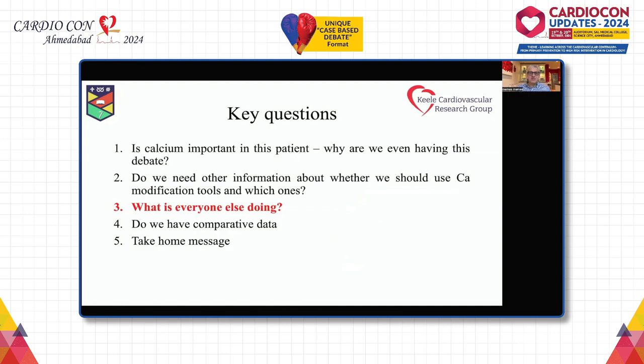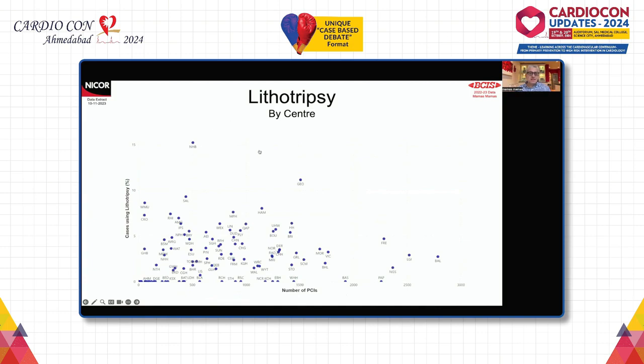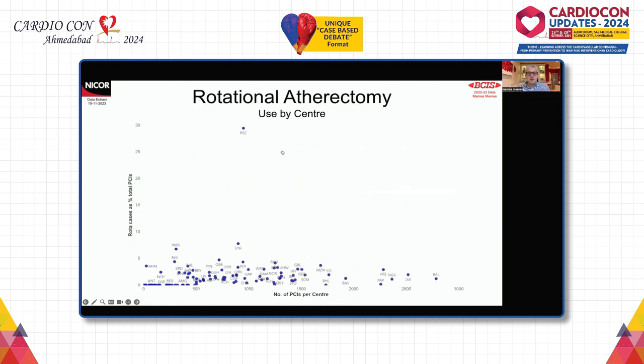So what's everybody else doing in these sorts of cases? Well, this is data from the UK, data that I showed last year in my role as the national data lead in the United Kingdom. You can see that rotational atherectomy has declined over time, and we don't have many cases of orbital atherectomy; that's just starting in the UK. In the whole of the UK there are only 1,600 rotational atherectomy cases and around 98,000 PCIs, whereas lithotripsy has increased markedly, 2,500 cases on a background of 7,000 cutting balloon cases. These are the individual centers, and you can see variation in the usage of lithotripsy amongst different centers, but consistently rotational atherectomy is used much less commonly.